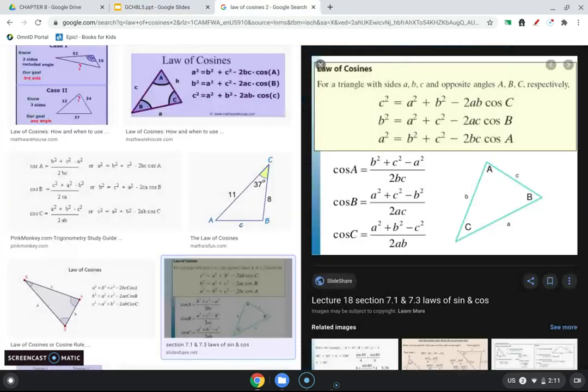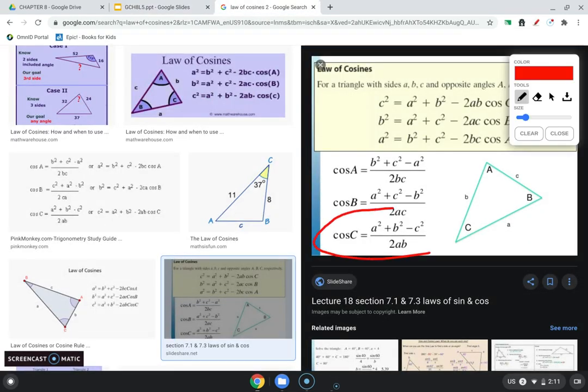All right, law of cosines 2 is right here, and this is on your formula sheet. a squared plus b squared minus c squared over 2ab equals the cosine of C. So we'll use that one. I have that on your sheet.